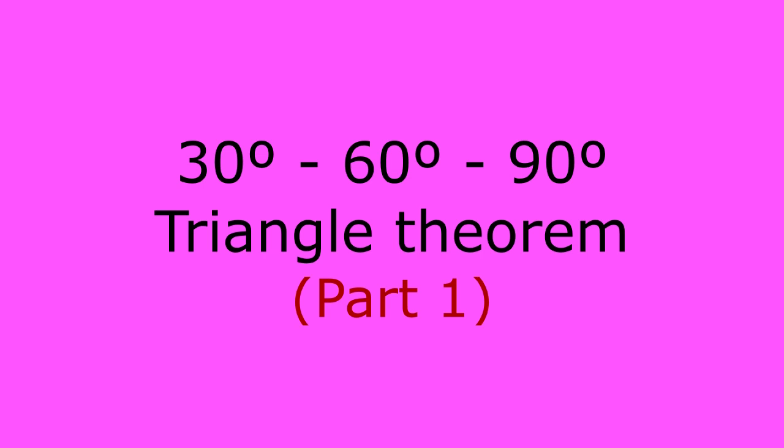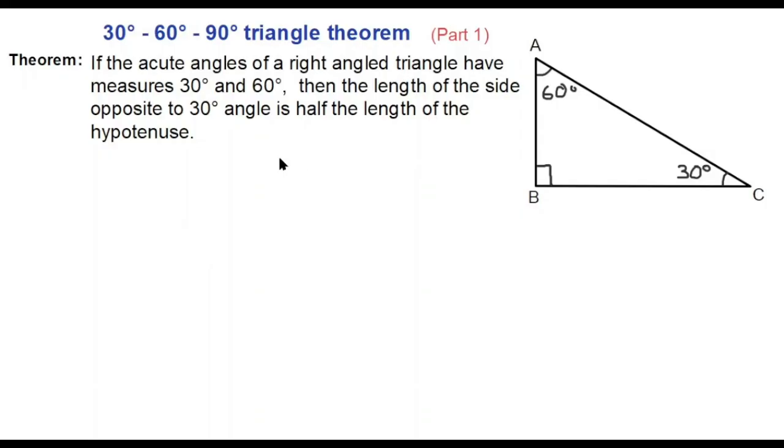This theorem is a lengthy theorem. It has two parts. We will see the first part in this video and the second part in the next video. Now we will see the 30 60 90 triangle theorem part 1. This is a big theorem, so we will prove it in two parts.